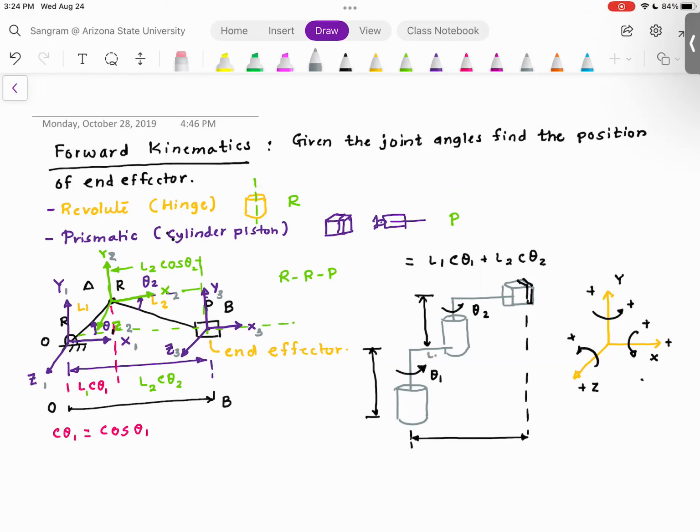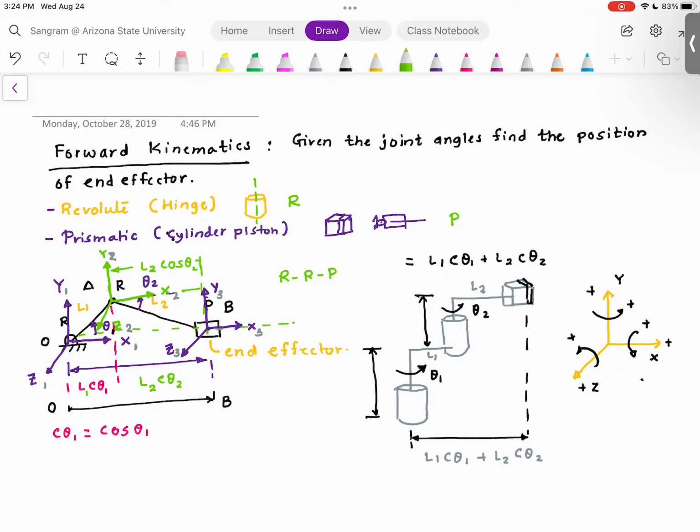This is L1, this is L2, and this distance is L1 cosine theta 1 plus L2 cosine theta 2. Are you with me so far? Things will get clear once I actually work out an example. So let me assign the coordinate systems.